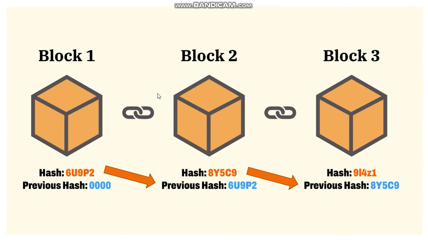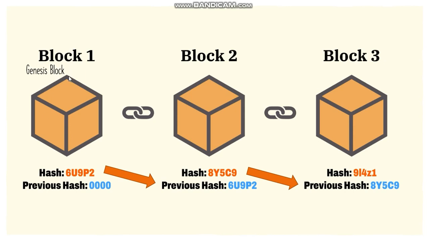So the first block you can see here is also called the Genesis block, having its own hash code. As you can see here, 6U9P2, and it does not have a previous hash. It's given here as 00 because it is the first block of the transaction and does not have a previous hash code. But when the chain carries on and goes to block 2, you can see here that it has its own special encrypted hash code, but the previous hash code has been set to the hash code of the Genesis block, that is the first block.